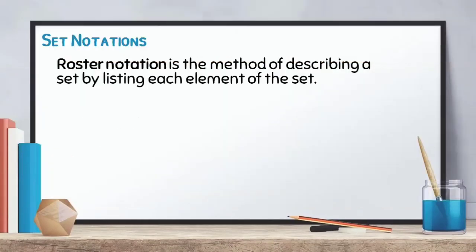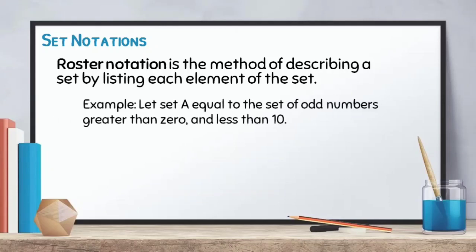None. Okay. Now, let's go to how the sets are being written. Let's start with our roster notation. Roster notation is the method of describing a set by listing each element of the set. Example, let set A equal the set of odd numbers greater than 0 and less than 10. So meaning if you're using roster notation, you are writing down all the possible elements of the given set.